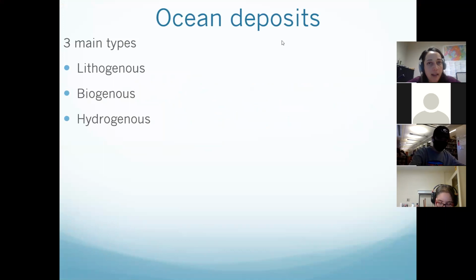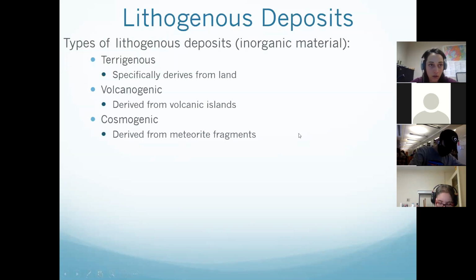So there are 3 main types of ocean deposits, and these vary depending on where you find them in the ocean. So the 3 main types are lithogenous, biogenous, and hydrogenous. So we're first going to talk about lithogenous deposits. The types of lithogenous deposits are terrigenous, volcanogenic, and cosmogenic.